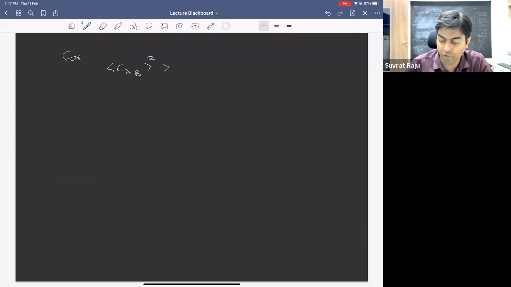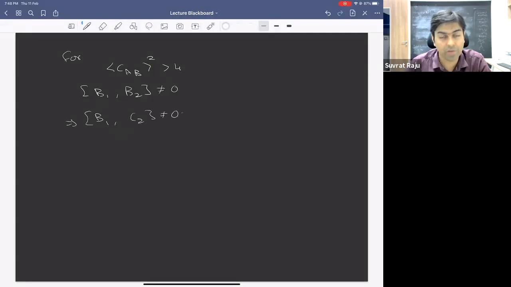But even here, remember that for CAB squared to be larger than 4, it must be the case that the commutator of B1 and B2 is not equal to 0. We discussed this when we discussed these results on quantum information: the only way that CAB squared could be larger than 4 is if B1 failed to commute with B2. And since we have identified B and C, it must be the case that the commutator of B1 and C2 is not equal to 0.